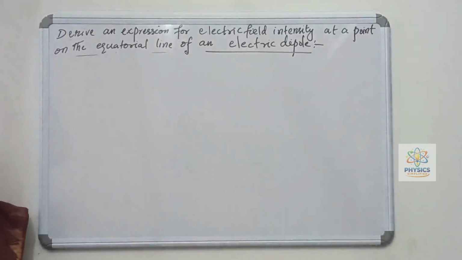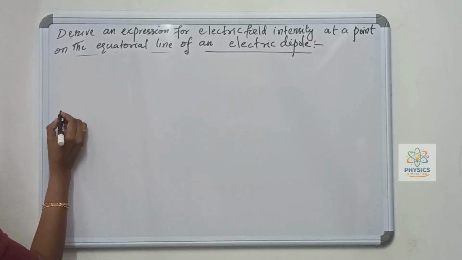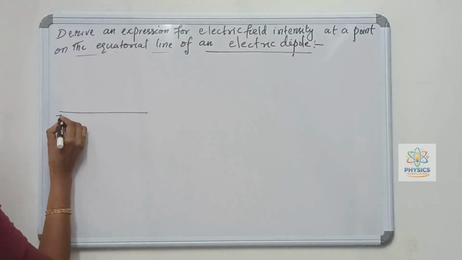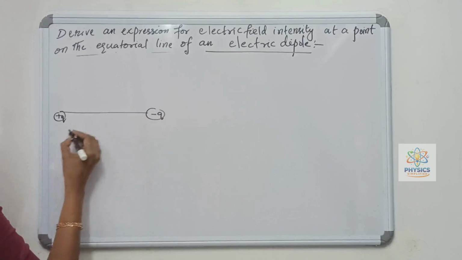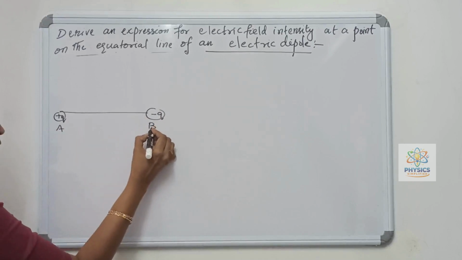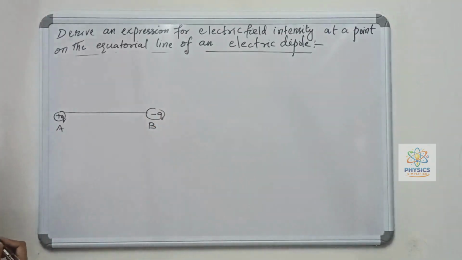Next topic is electric field intensity at a point on the equatorial line of an electric dipole. So here we have to consider an electric dipole. AB is an electric dipole. The charge of the electric dipole is Q and the length of the dipole is 2A.